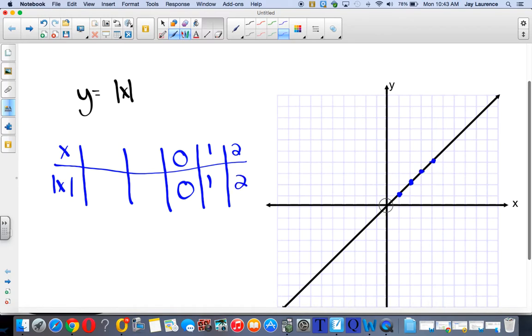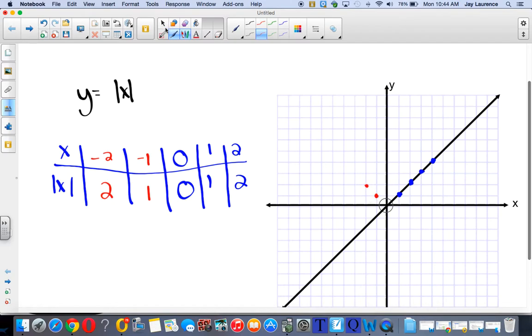Well, what happens when I get smaller than 0, the numbers that are smaller than 0? Like if I put -1 in. Well, -1 is 1 space away from 0 on a number line. All right, so when x is -1, y is +1. When x is -2, well, the absolute value of -2 is 2. So it's going to do that.